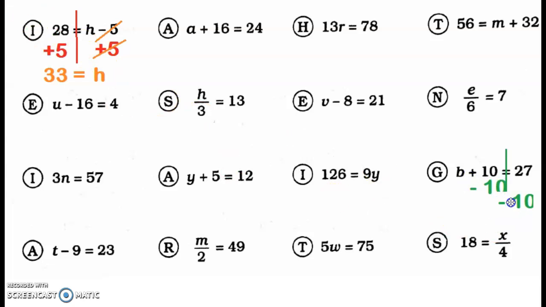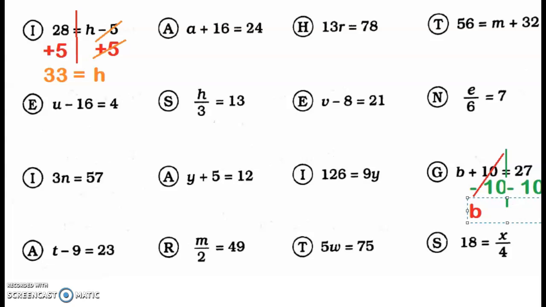So I'm going to take away 10 on this side. So now I have 10 minus 10, which is going to cancel each other out and leave me with my goal, which is just b, right? B's by itself now. I can bring my equal sign down.